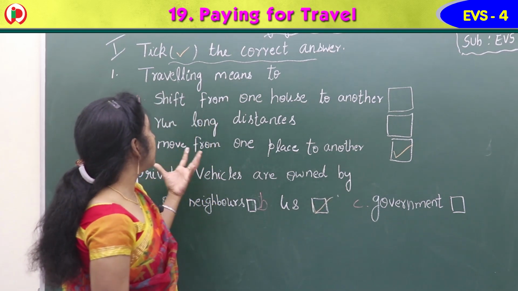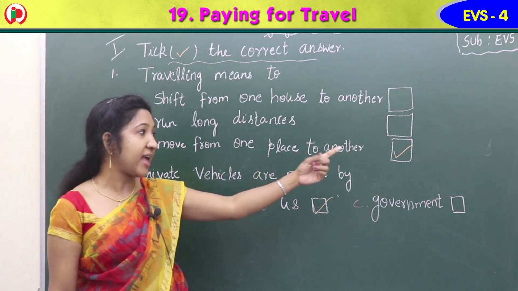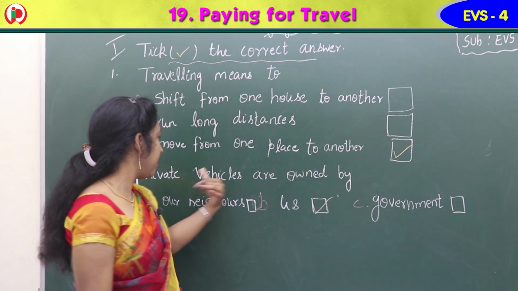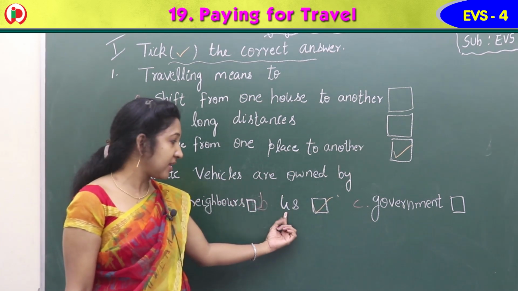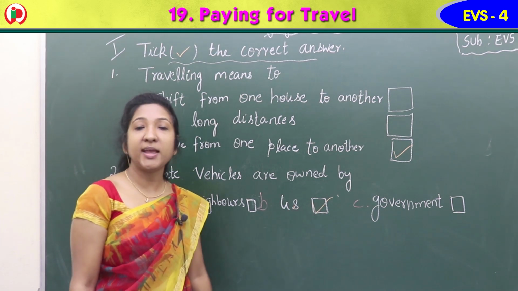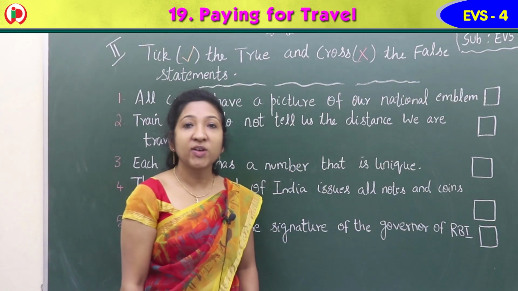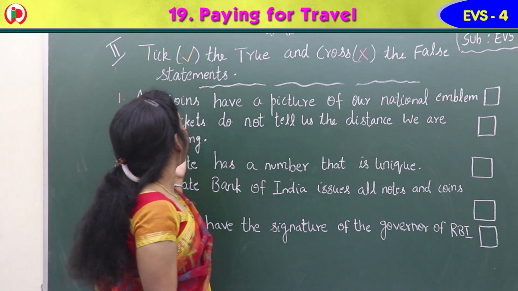So traveling means to move from one place to another. Option C is the correct answer. So tick in the square box there. Private vehicles are owned by us. Option B is the correct answer. So give the tick mark in the square box here. Okay, children? So our second exercise in the workbook is exercise 2.